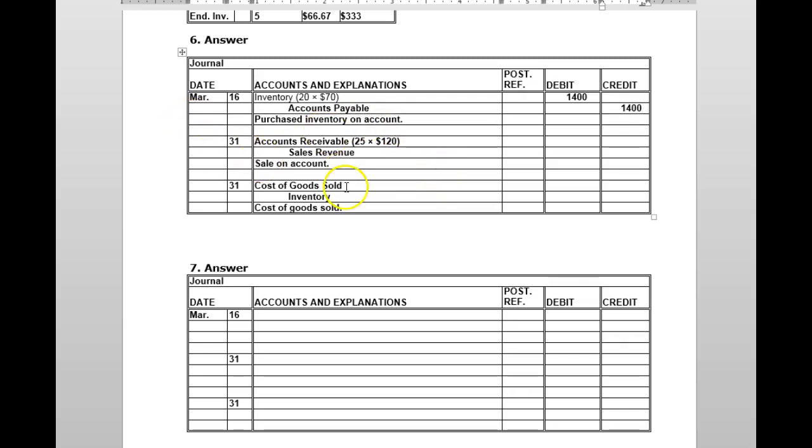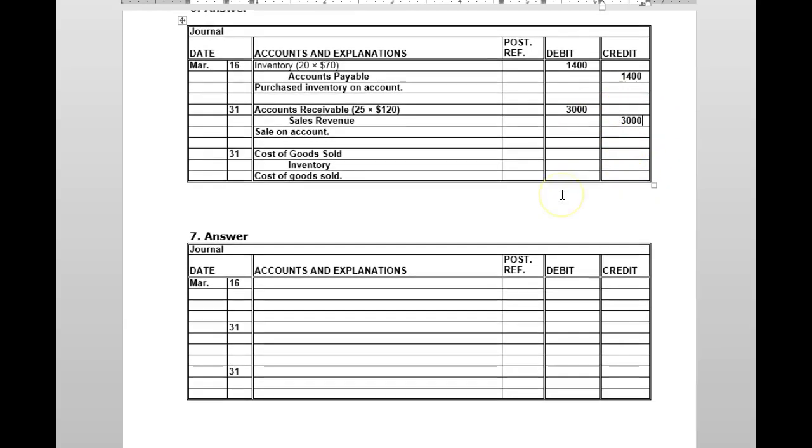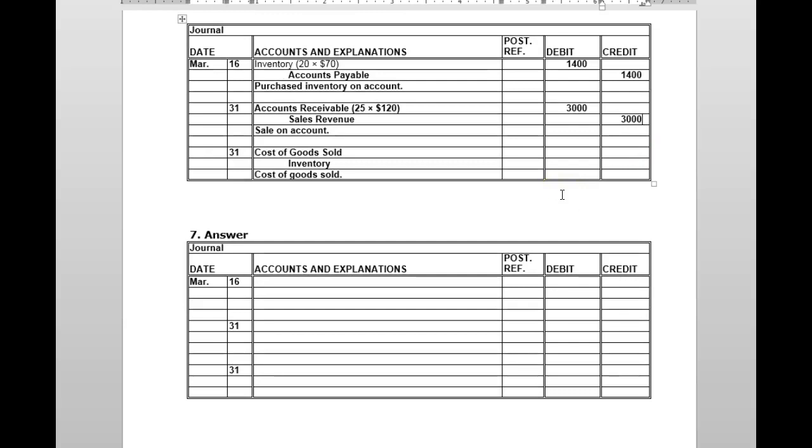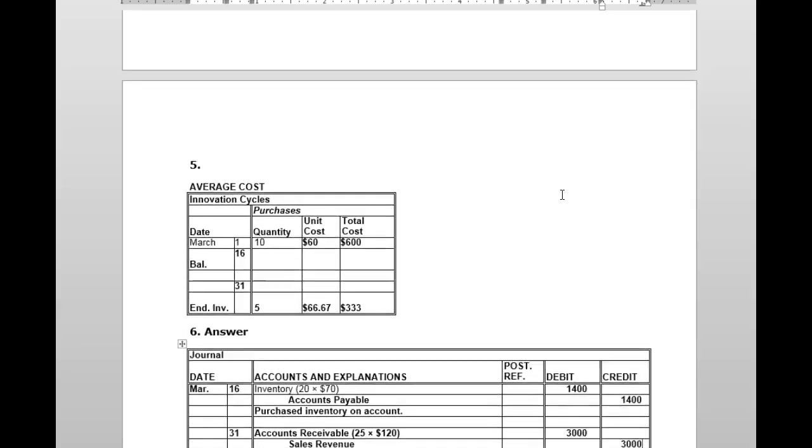Then, on the 31st, we sold 25 of them. So the first entry, that's very evident. You are going to increase your accounts receivable by $3,000, and your sales revenue is going to increase by $3,000. So you're debiting an asset and you're crediting a revenue account. Now, since we're using a perpetual system, we are going to record the cost of goods sold at the moment of sale.